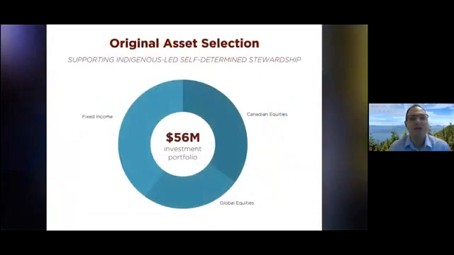In 2008, when we were created, we started off with a fairly standard asset mix and a portfolio that's very consistent with other funds and foundations that would have been around that time, a mix of fixed income, global and Canadian equities.